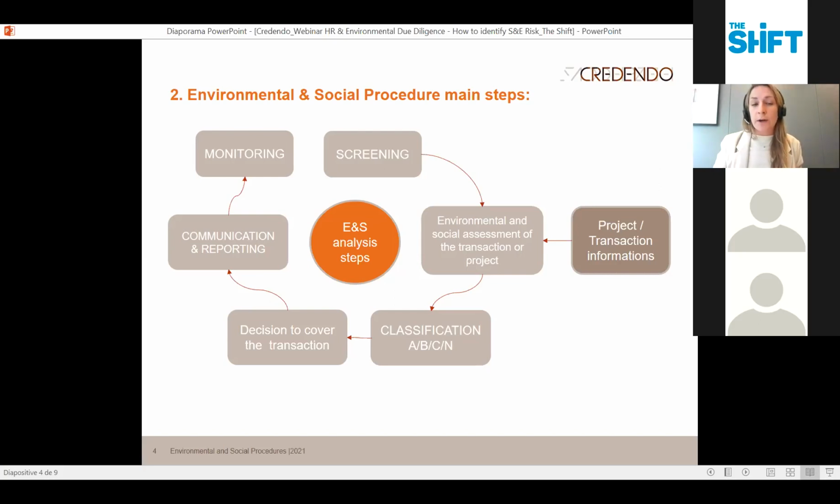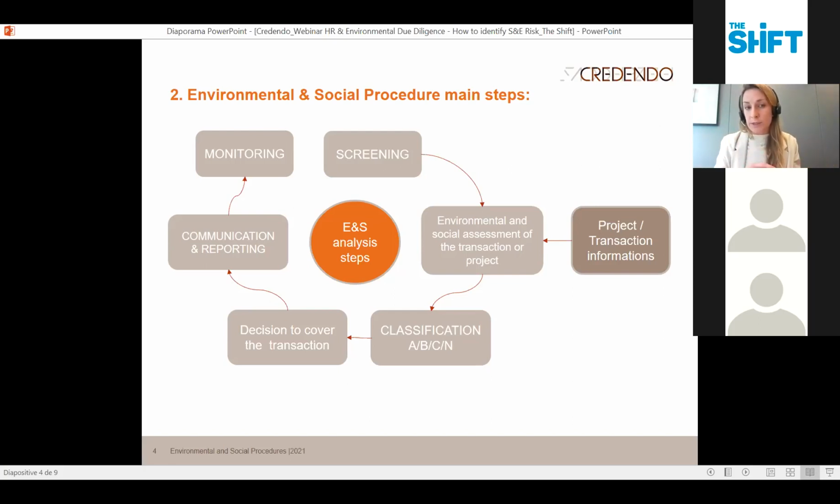Then a decision from the direction will occur, because it's important to know that the decision will be based first on the financial analysis, but also on the environmental and social analysis. And basically, it's the go or no go for cover.